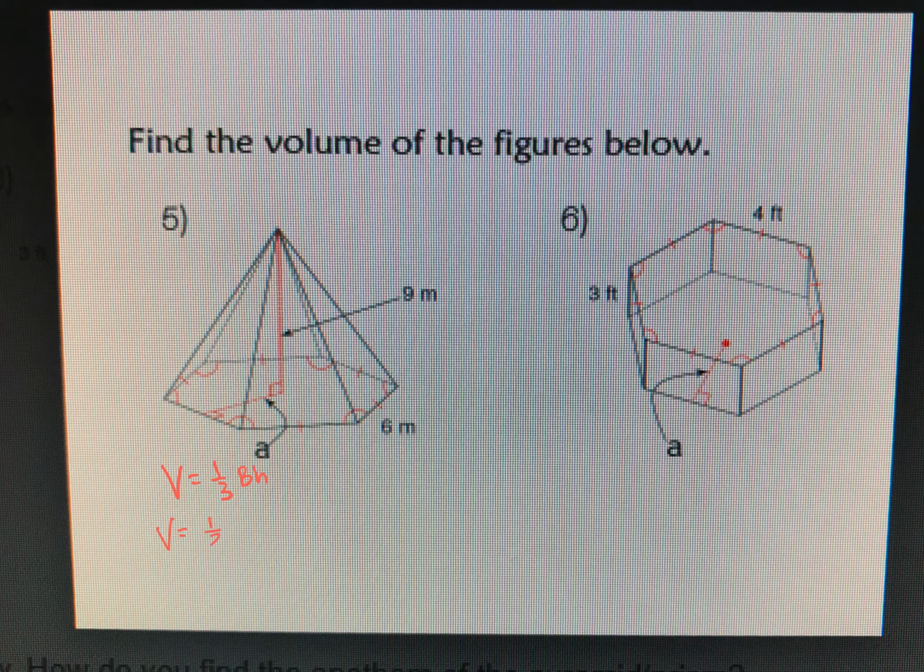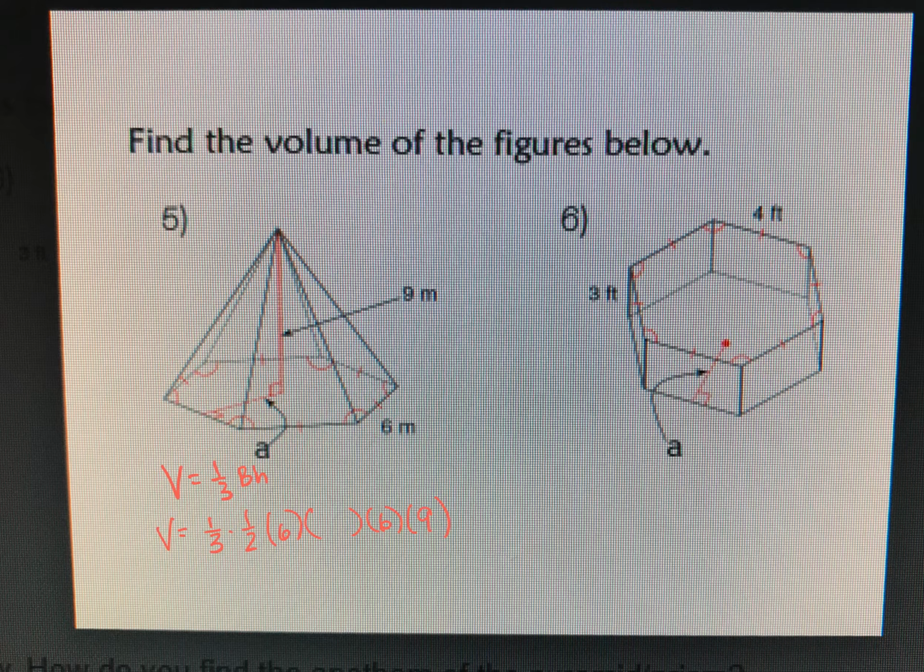So we have to use that 1/2 n a s. So it's going to be 1/3 times 1/2. The number of sides is 6. We have to find the apothem length. We'll do that in a second. And then the side length is also 6. The height of the pyramid here is 9, I believe that says.